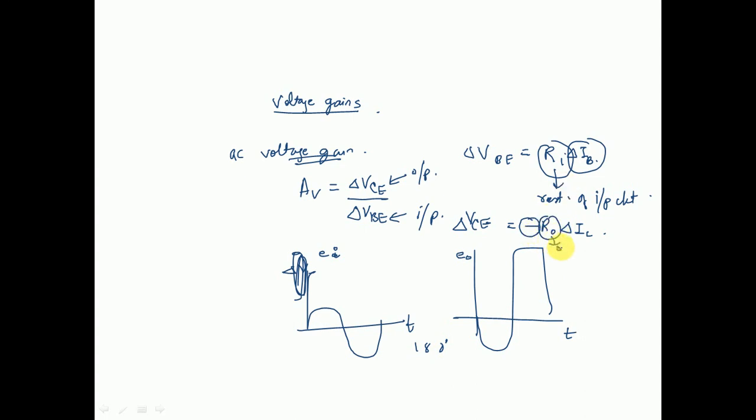And RO is the resistance of the output circuit. I hope this much is clear to you. Now, let me take up the next slide. Just a second. Copy all these things down meanwhile.